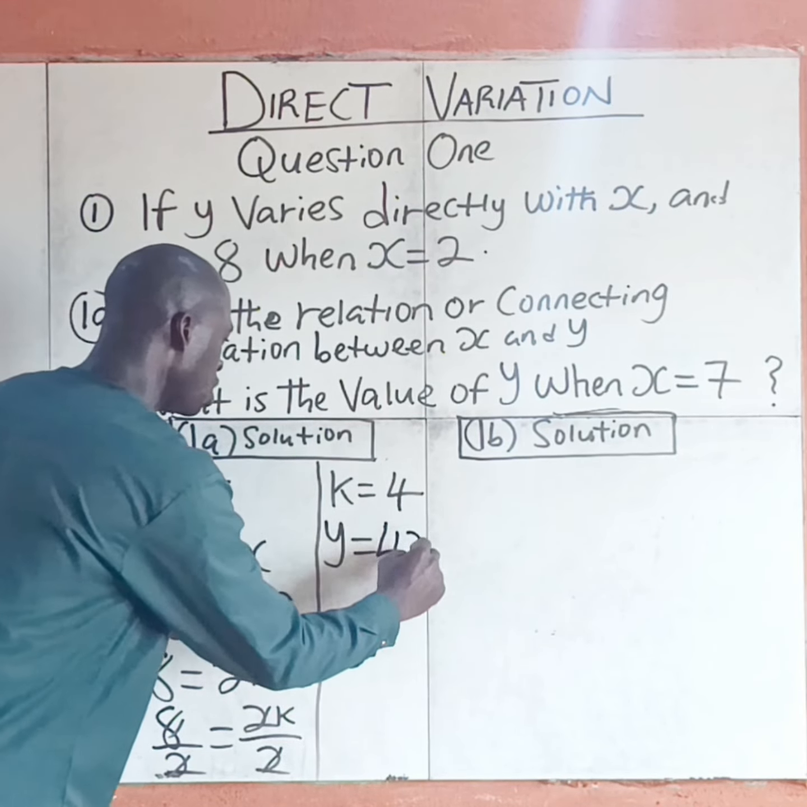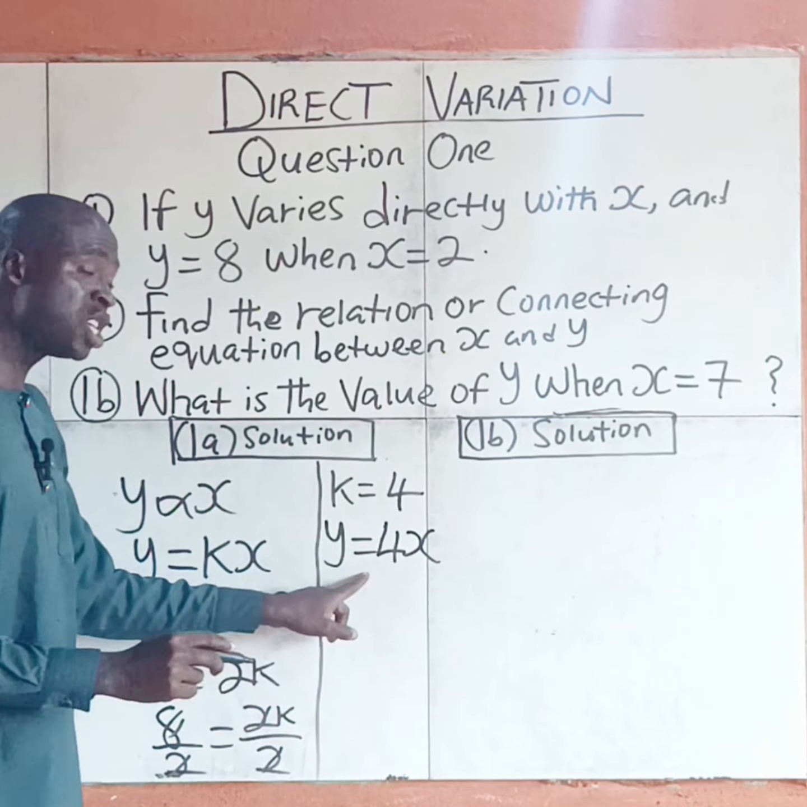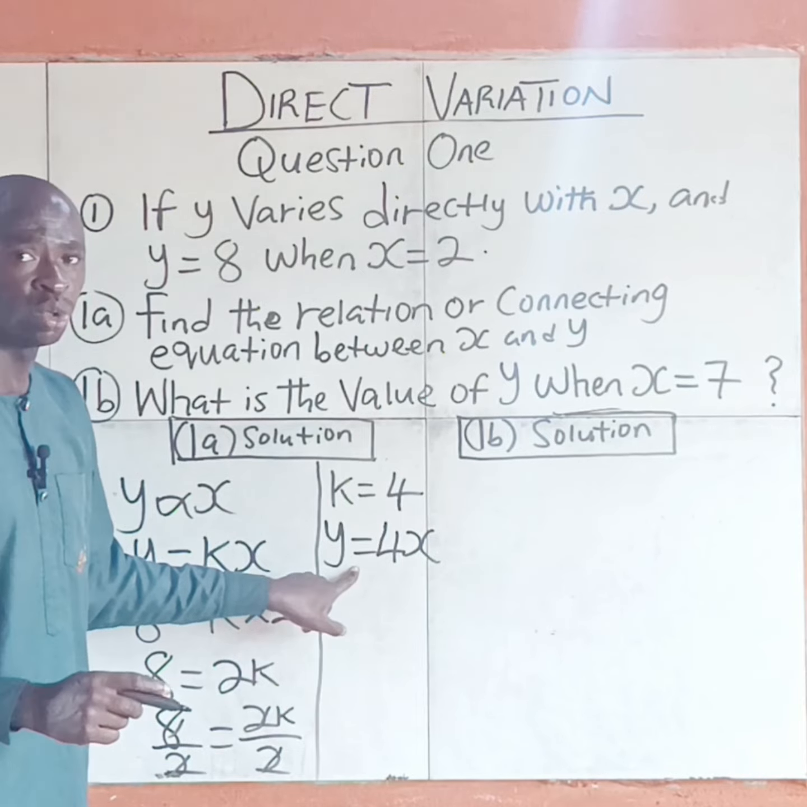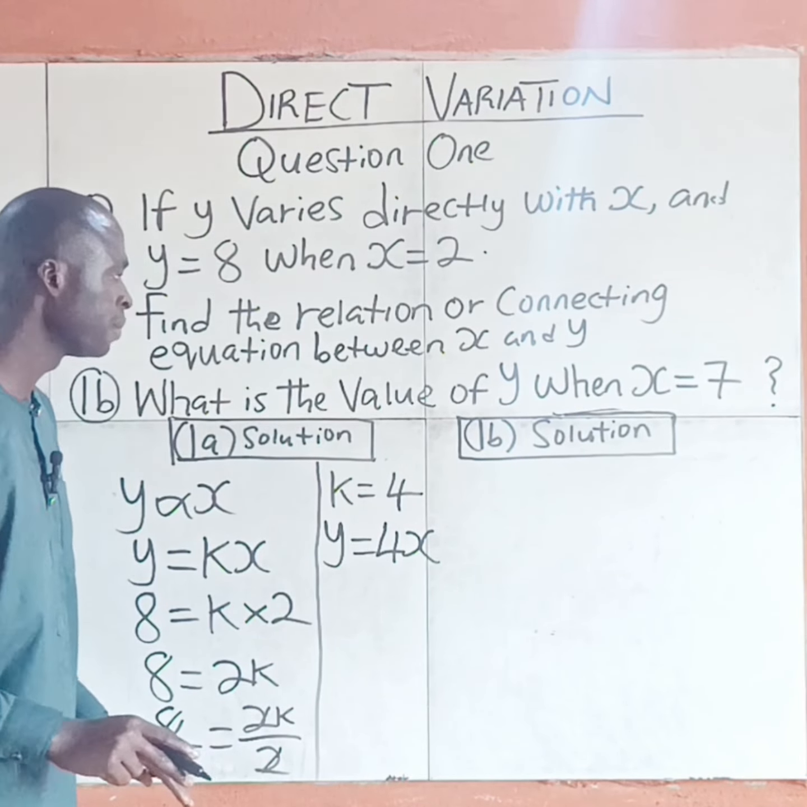Then can you see this x? You write it. At the end of the day, this becomes your final answer. This becomes the solution to question number 1. This is the connecting equation. So you can see how easy it is.